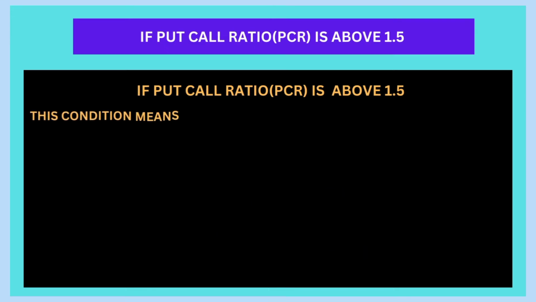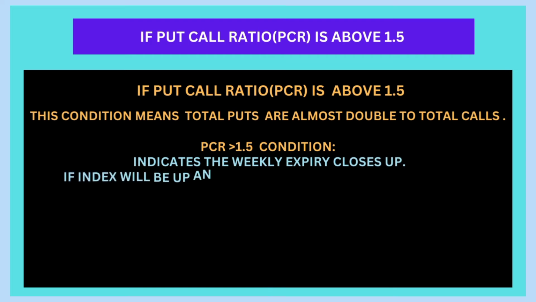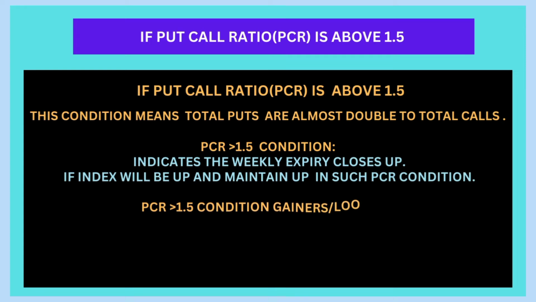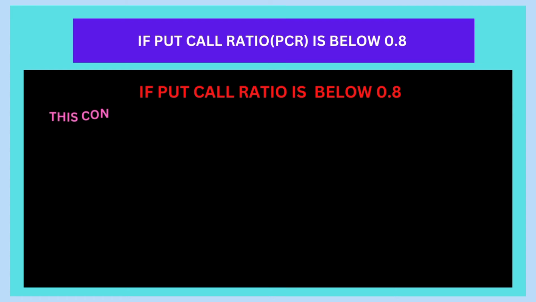If the put call ratio is above 1.5, this condition means total puts are almost double the total calls. If PCR is 1.5, it indicates weekly expiry of up. It opens up and it maintains up almost throughout the day. So if PCR is above 1.5, who will gain and who will lose? In this condition, call option buyers will gain, put option sellers will gain, and call option sellers will lose. This is if the put call ratio is above 1.5.